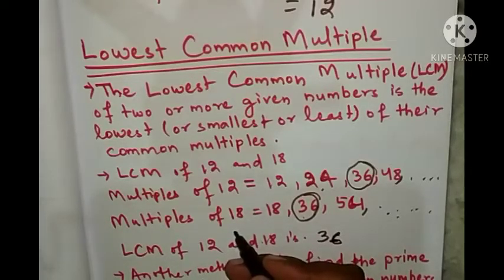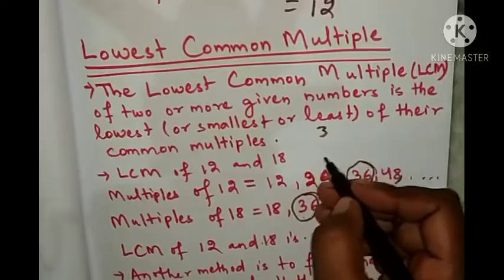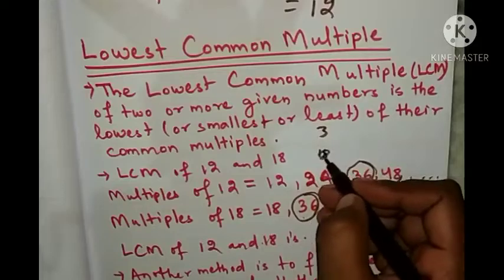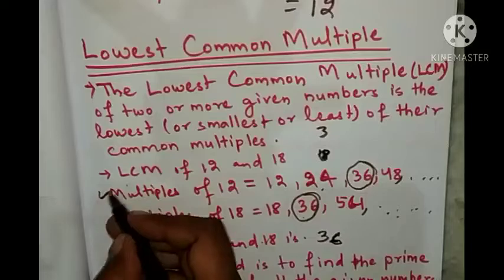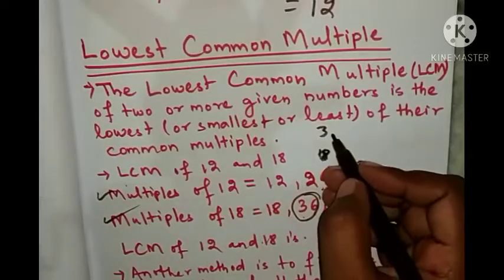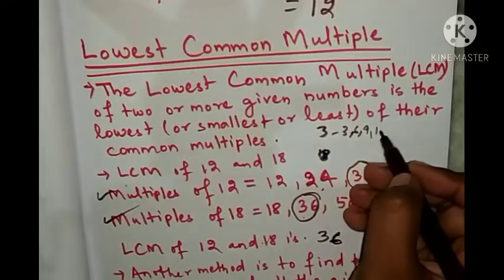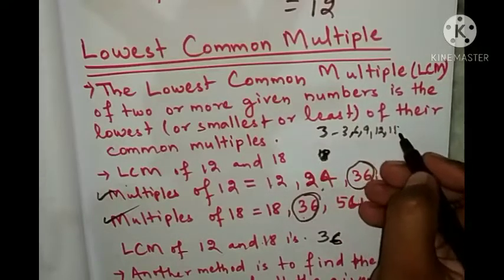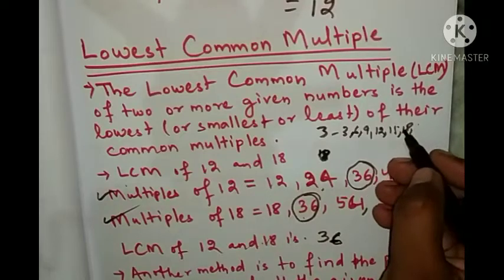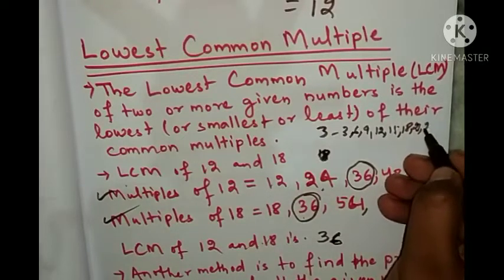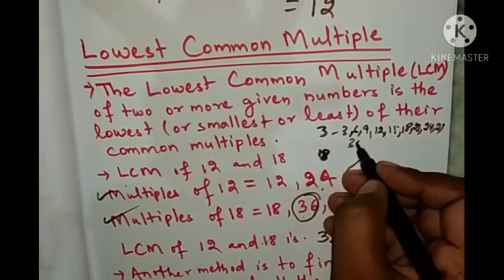But we cannot always find it like this, because if a bigger number is given and a smaller number is given, say 3 and 18, what do you have to do? You have to find it by this method, by finding the multiples. 3 1s are 3, 3 2s are 6, 3 3s are 9, 3 4s are 12, 3 5s are 15, 3 6s are 18, 3 7s are 21, 3 8s are 24, 3 9s are 27, 3 10s are 30.